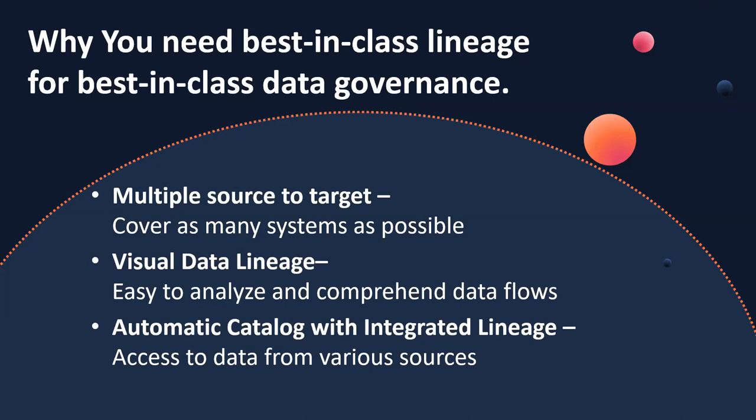Can Octopi infer or determine all variations of customer ID across the data landscape, like CUS underscore ID, C underscore ID, customer underscore number, et cetera, and show they all mean or are the same thing? Absolutely. That's actually part of the lineage and what I showed you earlier. Absolutely.